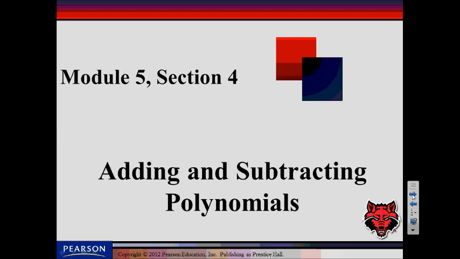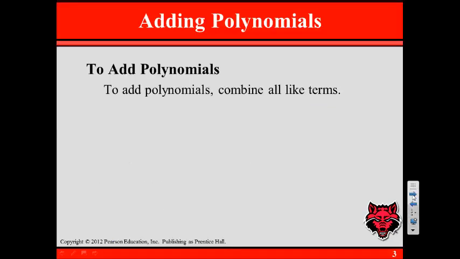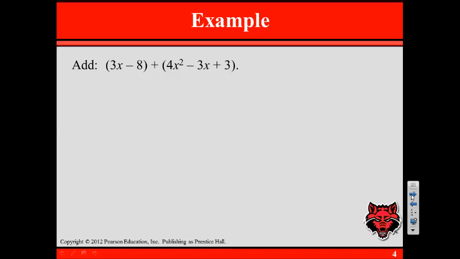In Module 5, Section 4, we will be adding and subtracting polynomials. To add polynomials, we simply combine all like terms. Let's try an example. Here we want to add the polynomials 3x minus 8 and 4x squared minus 3x plus 3.